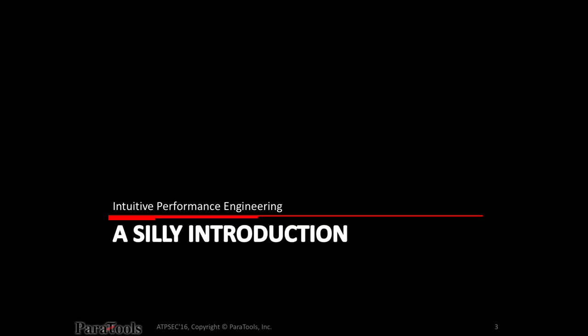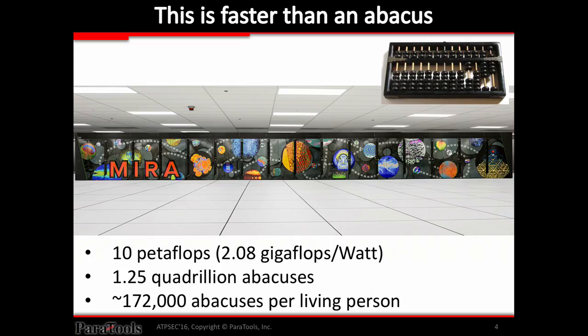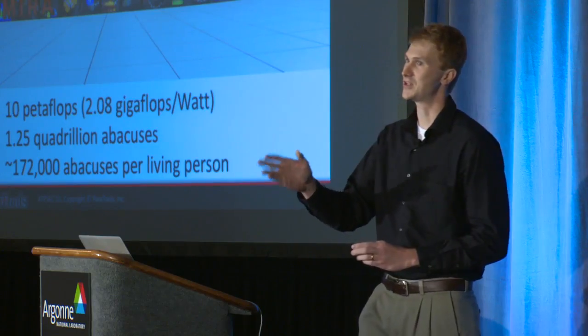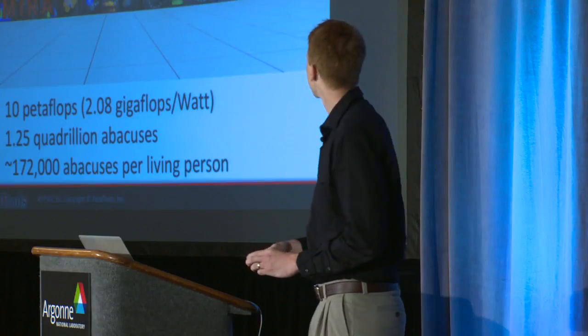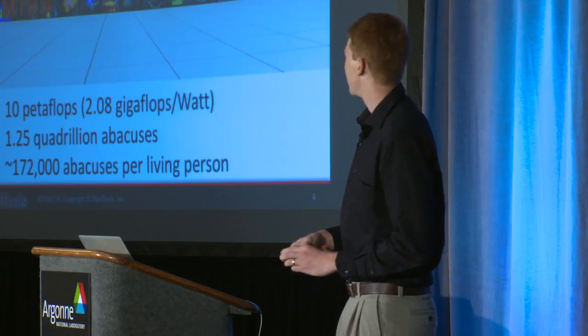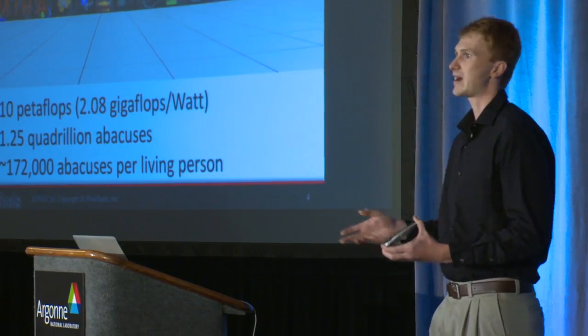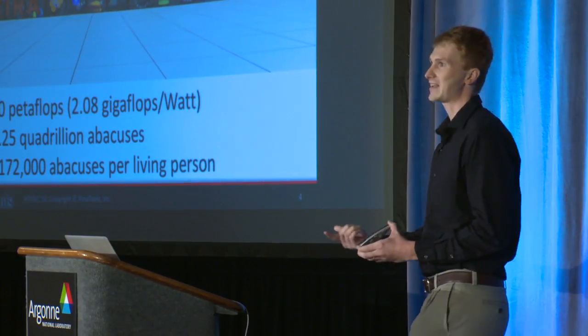So first, I wanted to start with a silly introduction. I wanted to compare Mira to an abacus. An abacus is just a couple of sticks with beads on, and you can use it to do basic math. And a human with an abacus can manage about 8 flops. If you're really, really good, you could do about 8 flops on an abacus. Given the average human metabolism, that gives you about 1 flop for every 10 watts.